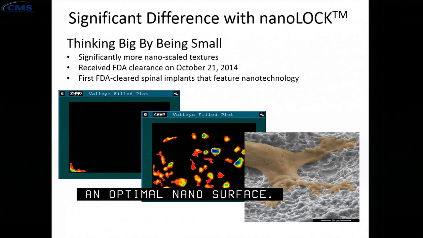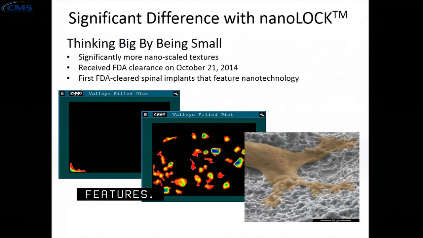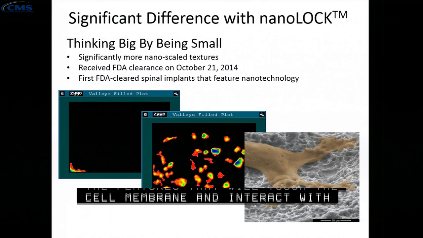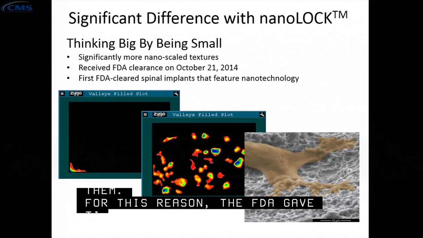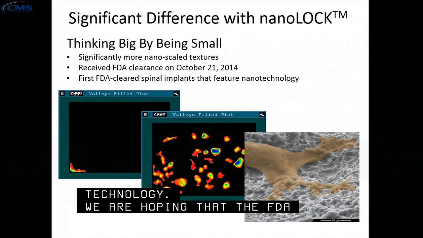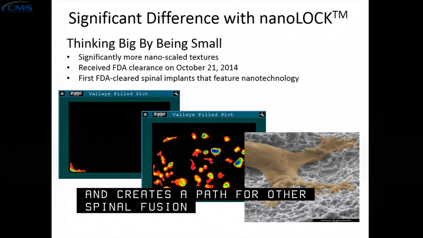So this is on a z-axis. It's looking at the height of the features that will touch that cell membrane and interact with those integrins. And for this reason, the FDA gave Titan Spine the first ever clearance that features nanotechnology. So what we're hoping is that the FDA clearance is then followed and creates a path for other spinal fusion companies to walk down, should they have the ability to manufacture on a consistent basis like Titan Spine.